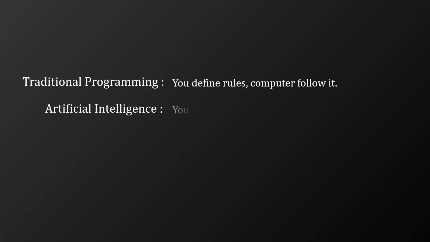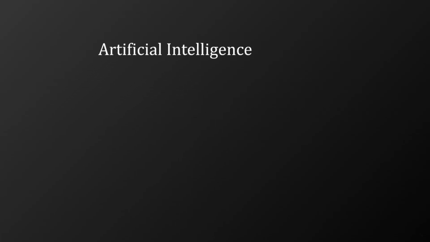So, in traditional programming, you define all the rules and ask the computer to strictly follow it. Nothing more, nothing less. Whereas in AI systems, you feed it with data and ask it to learn and identify the rules or patterns in the data on its own. Let's dive deeper into how an AI system functions.